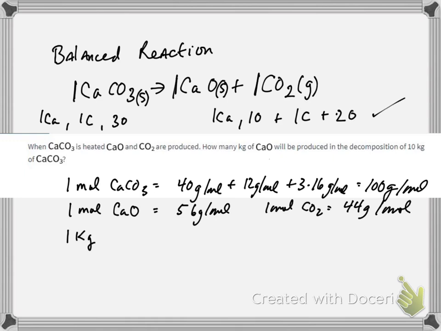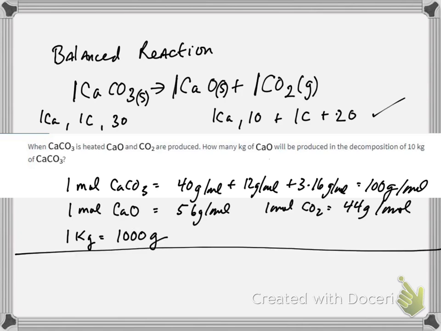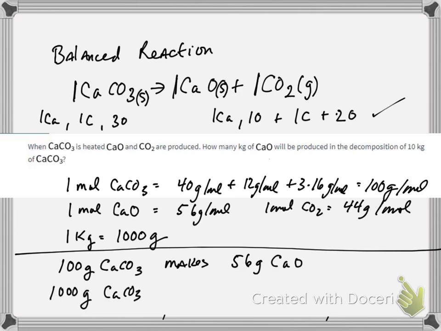All right, so what is that? So we're given, so let's take a look at the kilogram. The kilogram is 1,000 grams. So let's take a look at some of the work here. So 100 grams of calcium carbonate makes 56 grams of calcium oxide, right? We get that from the chemical reaction. So 1,000 grams of calcium carbonate makes 560 grams of calcium oxide.